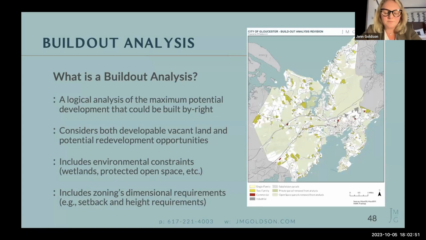And we look at both vacant land that's developable without environmental constraints, and we look at potential redevelopment opportunities. What are uses where perhaps the value of the improvement on the land is less than the value of the land itself?